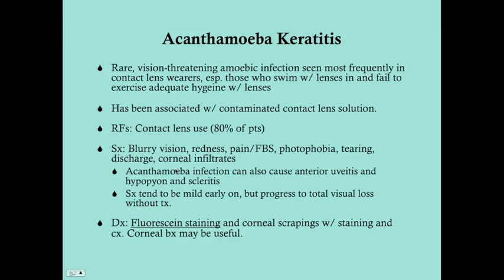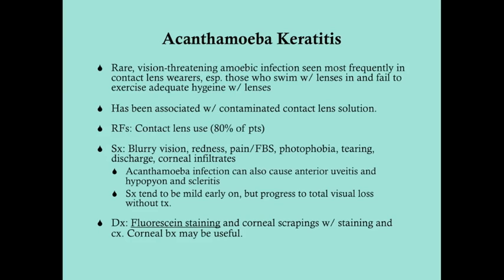Acanthamoeba infection can also cause anterior uveitis as well as hypopyon if it extends to the anterior chamber, and it can also cause scleritis. The symptoms here tend to be mild early on, but without treatment, it's going to progress to total visual loss. And a lot of times, this is not diagnosed until it's too late.